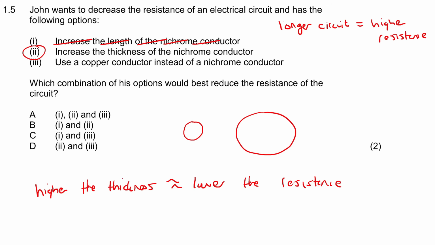It's like if you're watering your garden with a hose pipe, would you rather have a very, very narrow hose pipe, or would you rather have a thick one? Well, if you've watered a garden before, you would know that a thick one will allow you to output more water, whereas a narrow one doesn't allow you to output that much water. It's the same idea, okay?